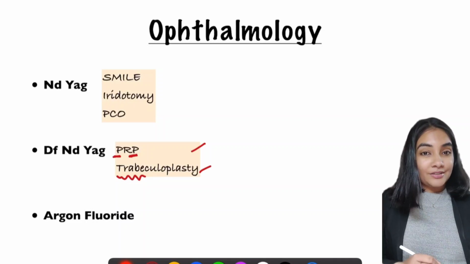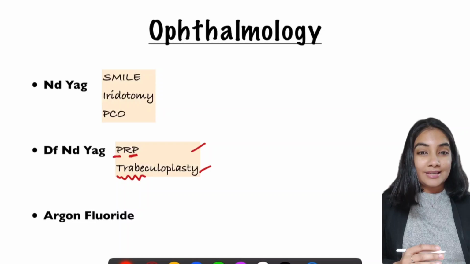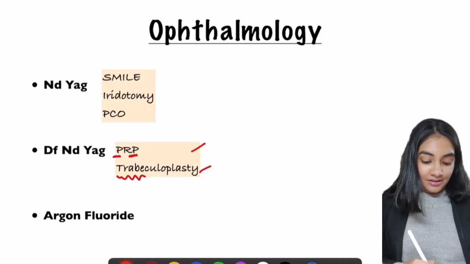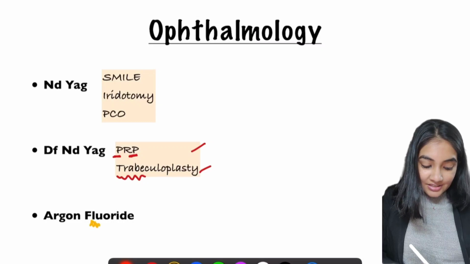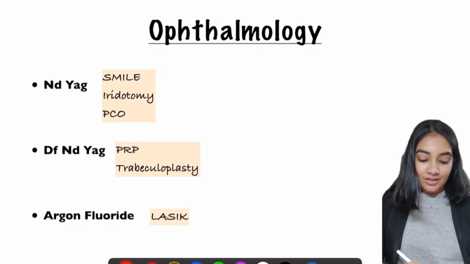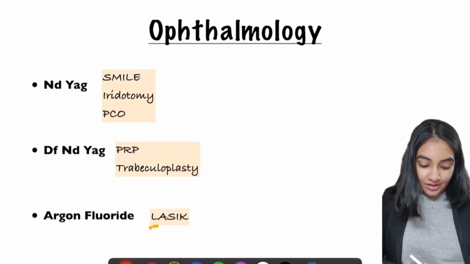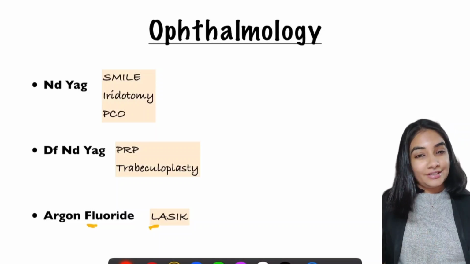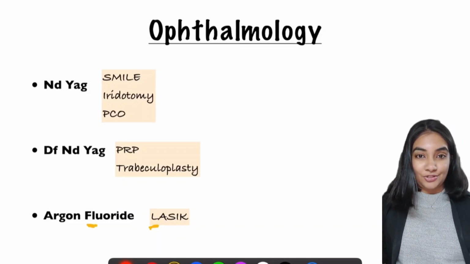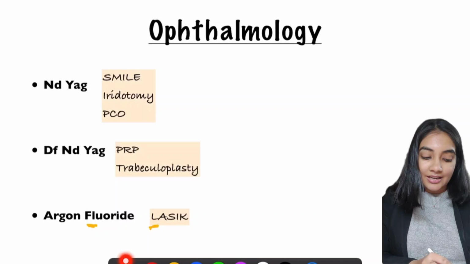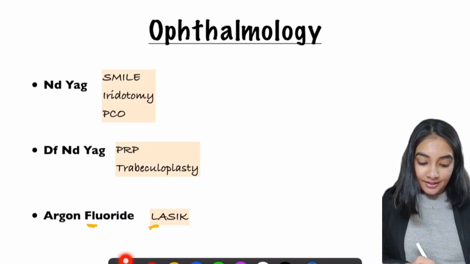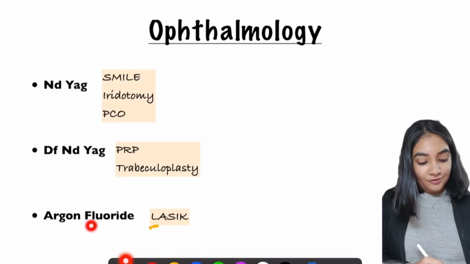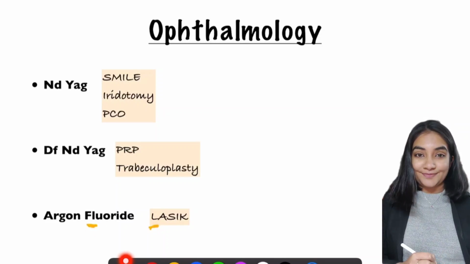We also have argon fluoride, and there is something called as argon green as well. How we remember is argon fluoride has an L in it. So this is used for LASIK, L for LASIK. Argon green is for certain other procedures. For us, the important ones are Nd:YAG SIP, double frequency Nd:YAG, double trouble, and argon fluoride LASIK.